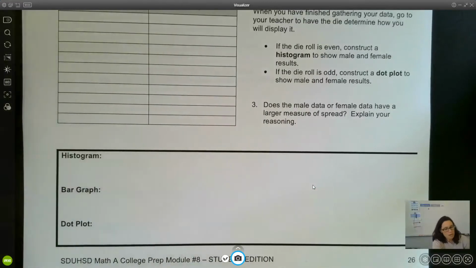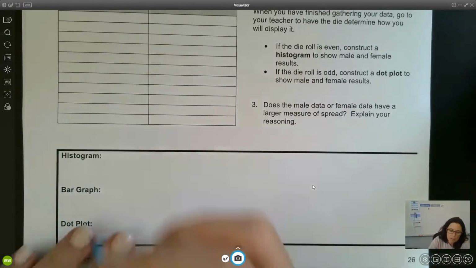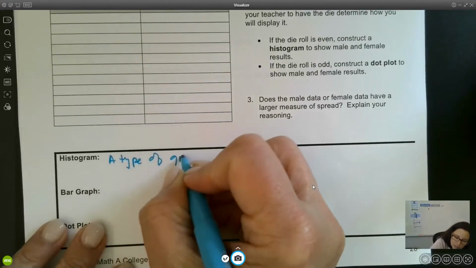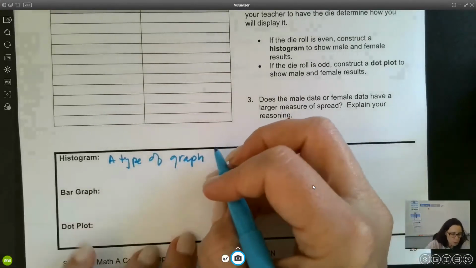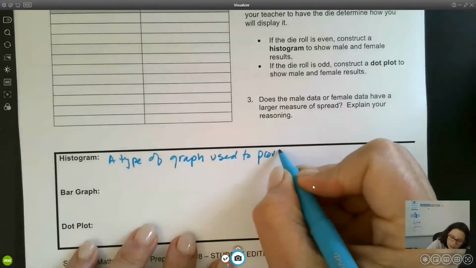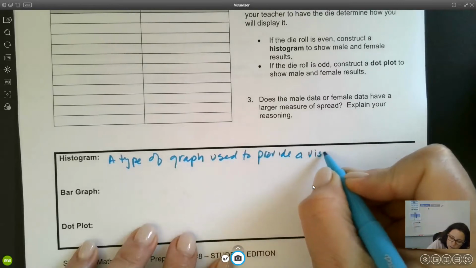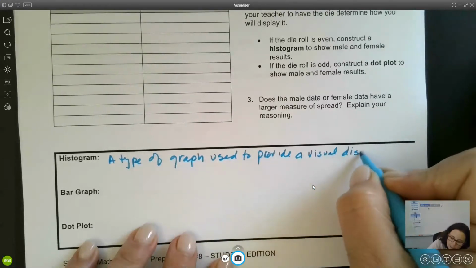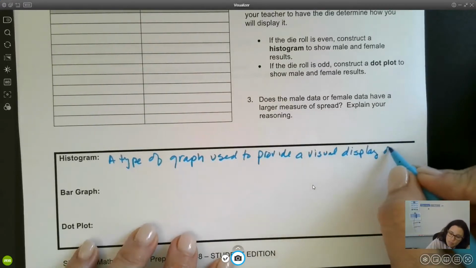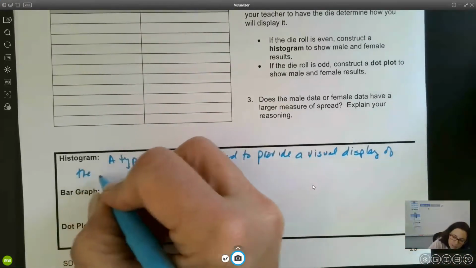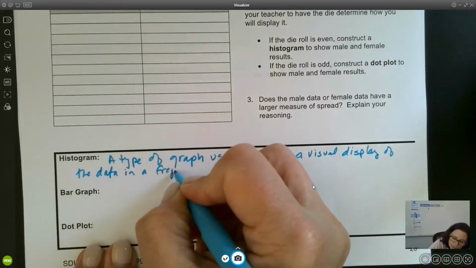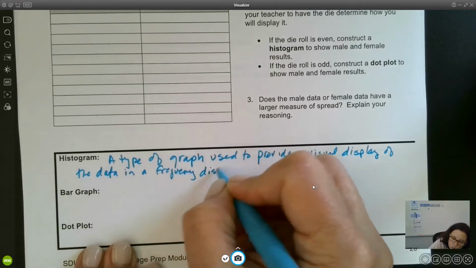Okay, so a histogram is a type of graph used to provide a visual display of the data in a frequency distribution.